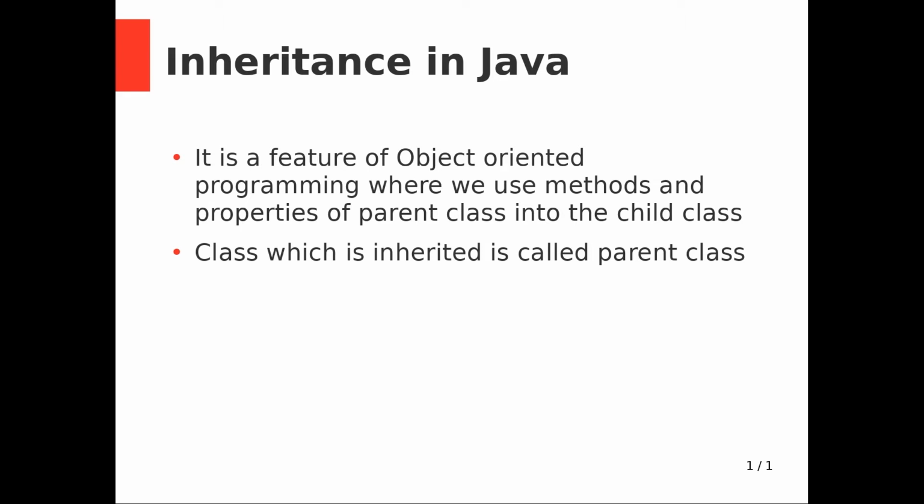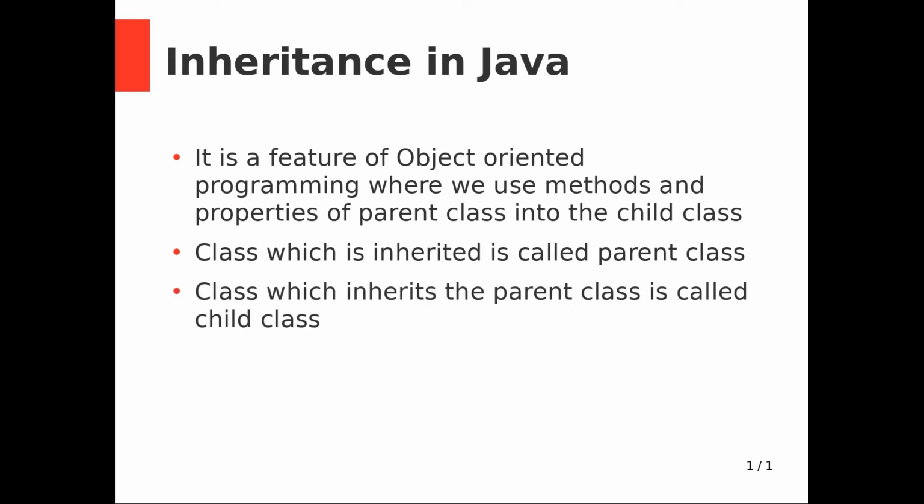The class which is inherited is called parent class, which means this class will have the properties and methods which we want to use in our child class, and a class which inherits the parent class is called child class. So let's take note of that.